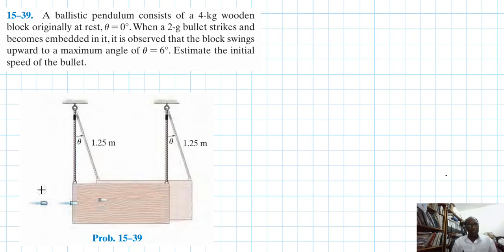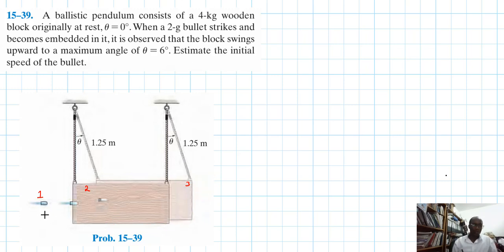Let's call this state 1. Bullet moving. So this is our state 1. When it gets embedded, we are going to call it state 2. And then finally state 3, when it acquires this potential energy and temporarily comes to rest. Of course, it will temporarily come to rest at this point. Later on, it will swing back, right? Do you agree? You should.